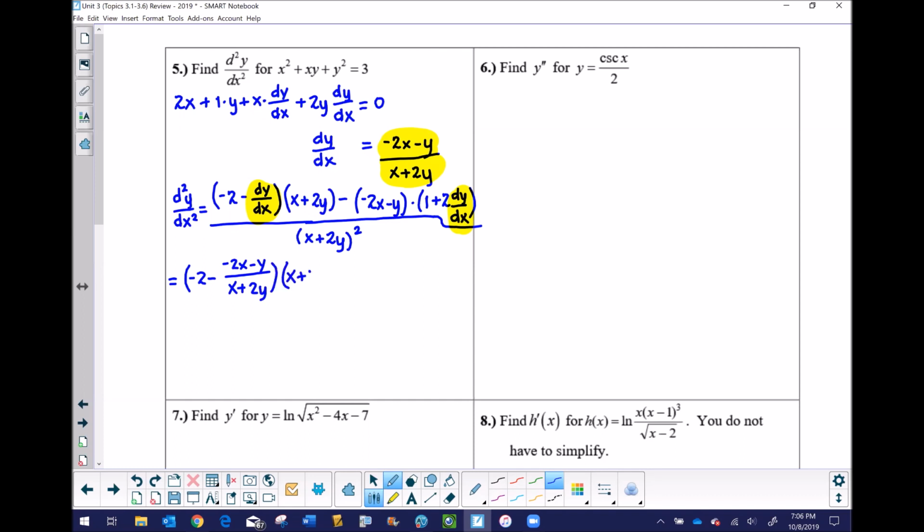And we continue that here. And we continue over here, where we now have 1 plus 2, and then, yep, here it's coming, the -2x minus y over x plus 2y. And then that denominator is still hanging around, x plus 2y squared.